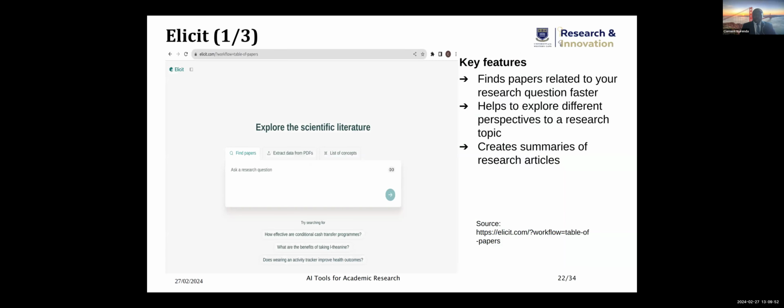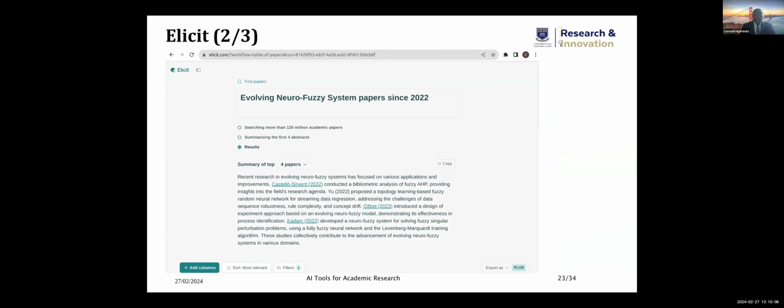So this one will find papers related to your research question faster, and you can explore it from different perspectives. It creates summaries of the articles, and I tried to run it. I just said, I need papers on evolving neurophase systems since 2022. And then it gave me this summary. So you can see these papers, 2022 and 2023.